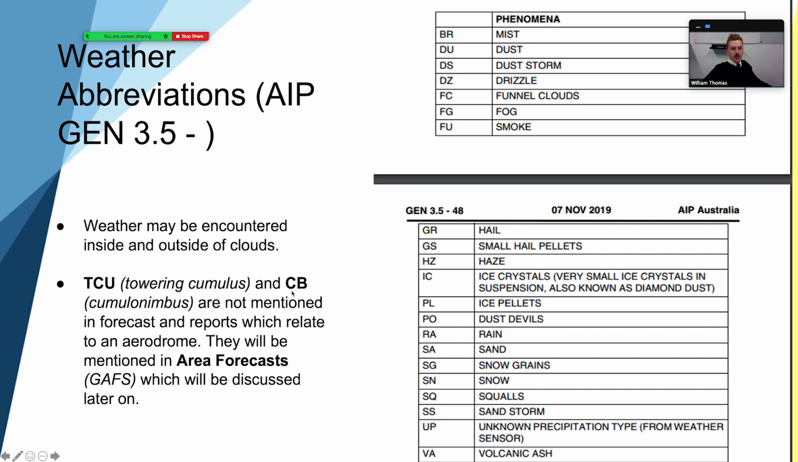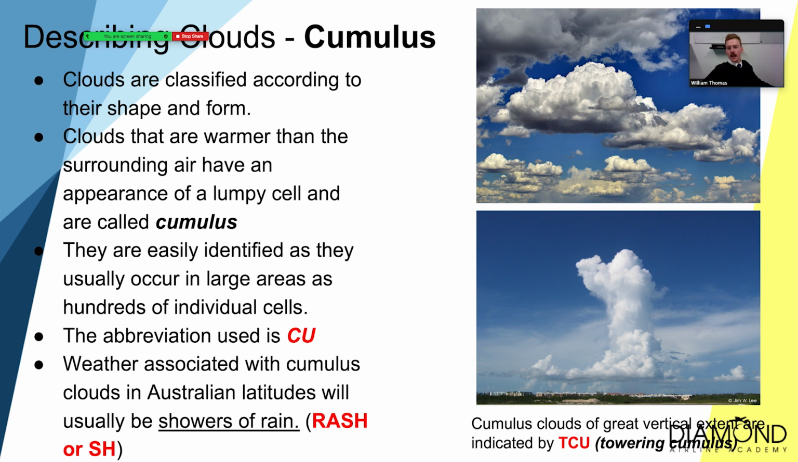So towering cumulus and cumulonimbus are not mentioned in forecasts and reports which relate to an aerodrome. They'll be mentioned in area forecasts, so graphical area forecasts, which we'll take a look at as we move through this brief. All right, clouds. So from RPL, hopefully you guys have gone through different types of clouds, but we're going to go over that again. So clouds are classified according to their shape and their form.